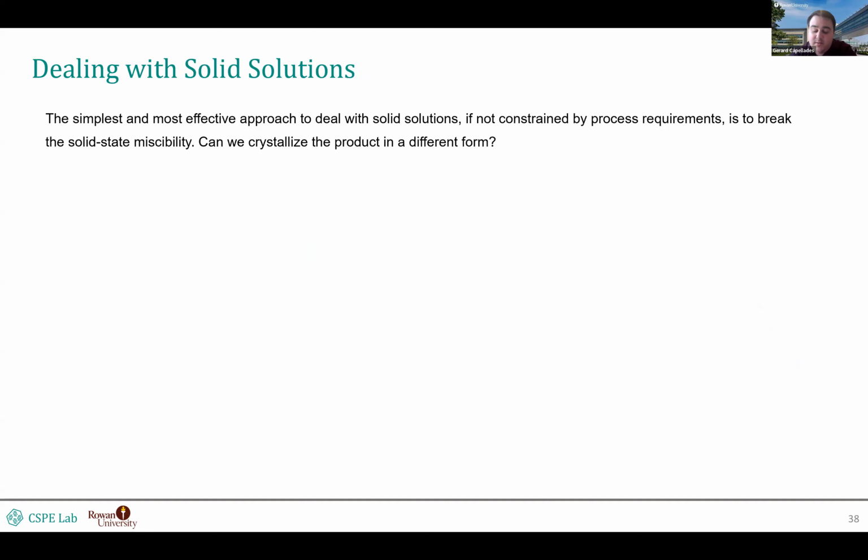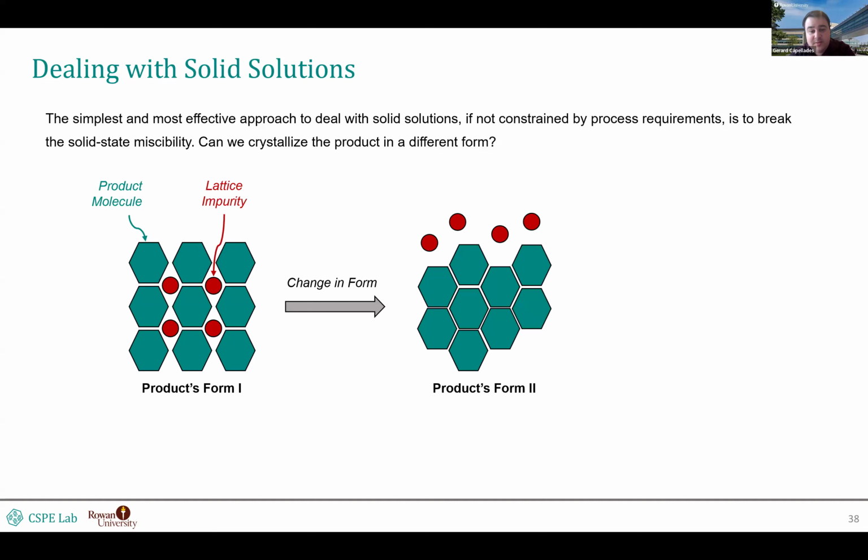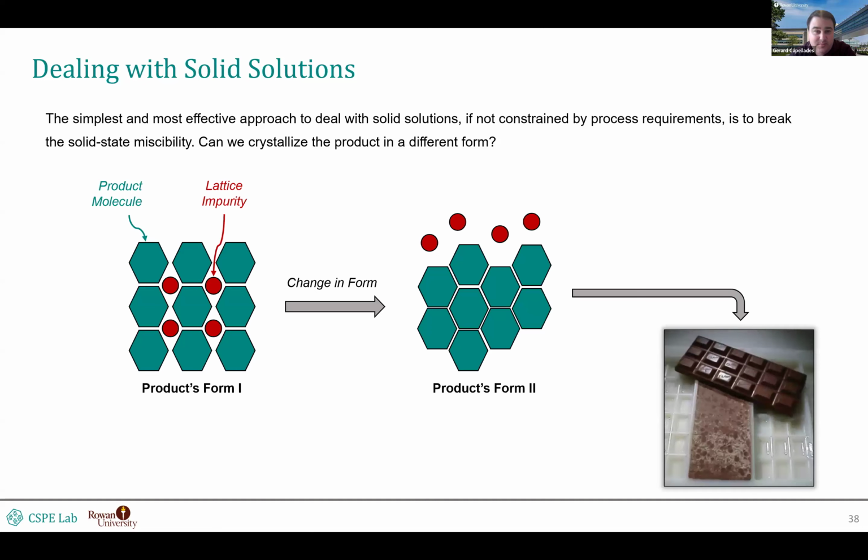This is something that nature has already found for us. Imagine that you have a form one that's able to incorporate some impurities in the lattice. You change the crystal form and the miscibility of those impurities is going to change. You can even expel some of those impurities from the lattice. That's something that nature has found out. That's what happens when you eat chocolate.